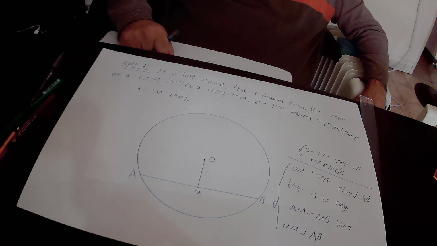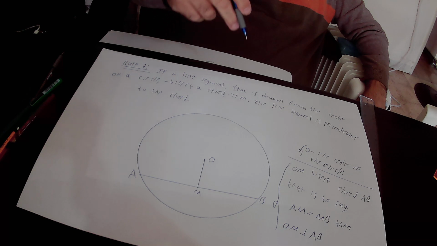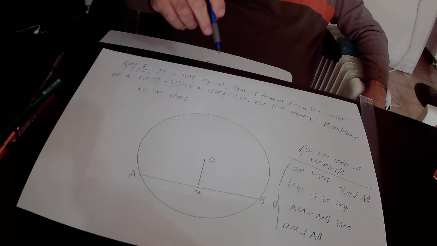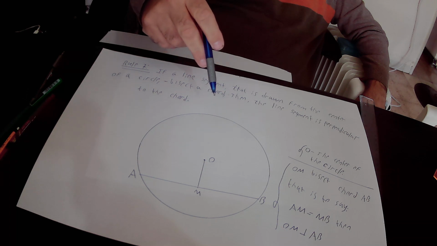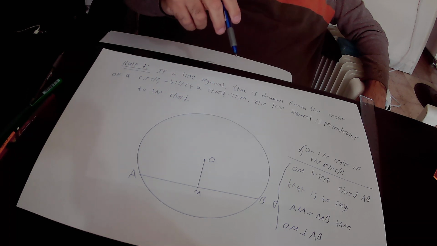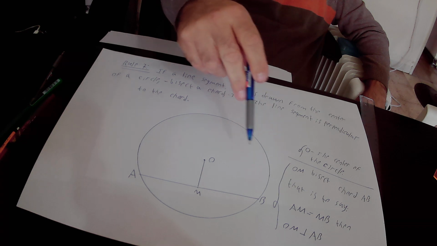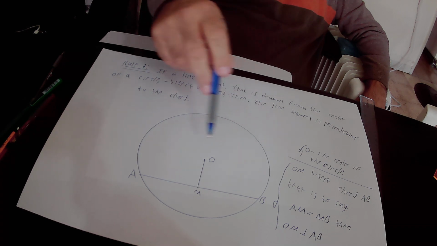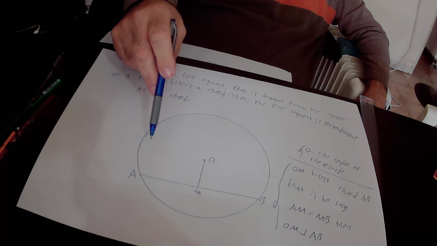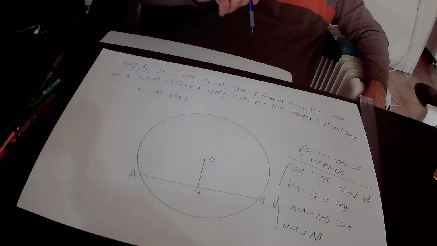if a line segment that is drawn from the center of a circle bisects a chord, then the line segment is perpendicular to the chord. Point O is the center of the circle, so we draw line segment OM, and it is given in the sentence that OM bisects AB. That is to say, OM divides AB into 2 equal parts. That is to say, AM equals MB.